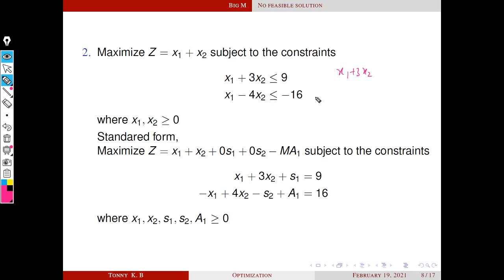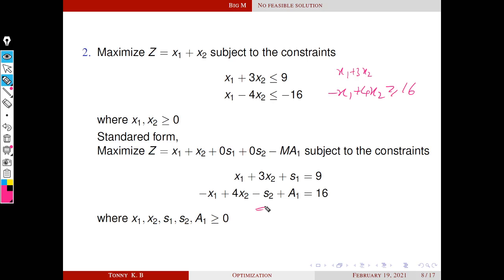And what about the second constraint? This is not in standard form. So for standard form, we have to convert the right hand side to positive. So by multiplying a minus sign, this becomes minus x1 plus 4x2 greater than or equal to 16. So we have to introduce a surplus variable. This is greater than or equal to type. That's why we introduce a minus s2.